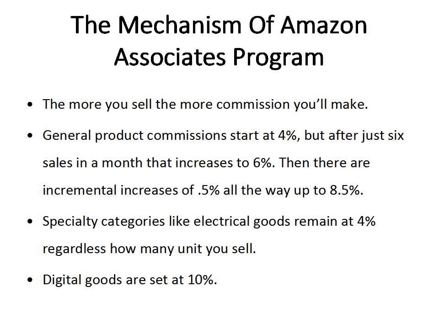The more you sell, the more commission you'll make. General product commissions start at 4%, but after just 6 sales in a month, that increases to 6%. Then there are incremental increases of 0.5% all the way up to 8.5%. Remember, this applies to general products. Many specialty categories like electrical goods remain at 4% regardless of how many units you sell. But some categories like digital goods are set at 10% while others have a cap. So be sure to check on Amazon for the commission rate before you decide on the product.